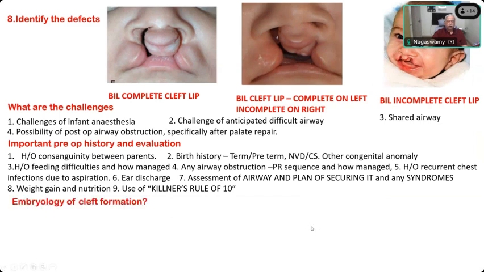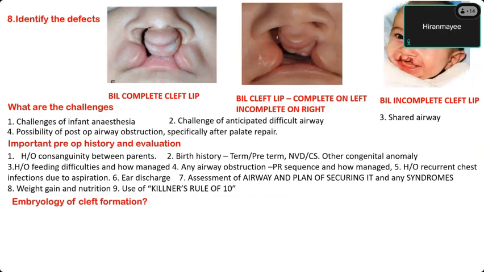Now, what is the embryology of cleft formation? This is a very common question they will ask you. How is this cleft happening? What is the time at which the development of the lip and palate happen in the baby? Usually it starts from the 4th week and goes to the 10th week of gestation, completes at 12th week. Okay, and then what are all the components or the tissues that make up the lip and palate?